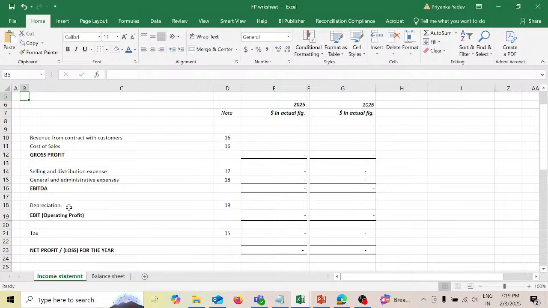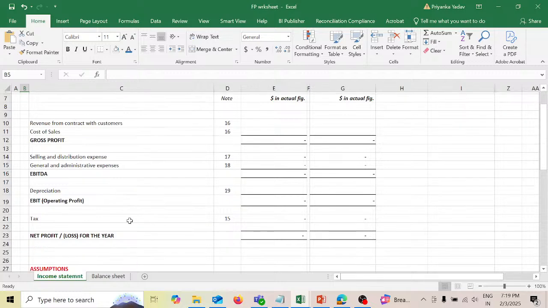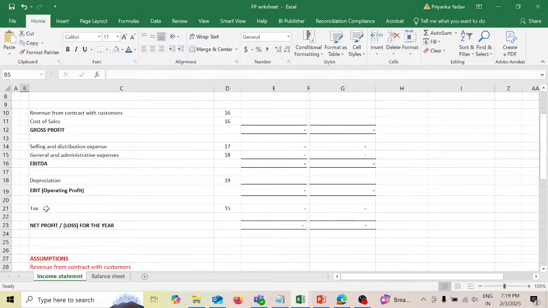Then we have depreciation over here. Once you deduct depreciation, you get EBIT. This is earnings before interest and tax, also known as your operating profit. Finally, you have the tax figure. From the operating profit, when I deduct tax, I get the net profit or loss for that year.